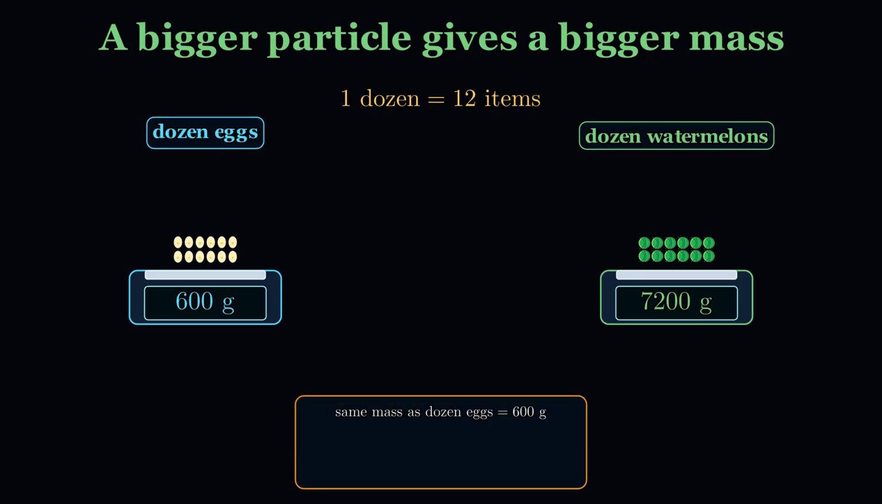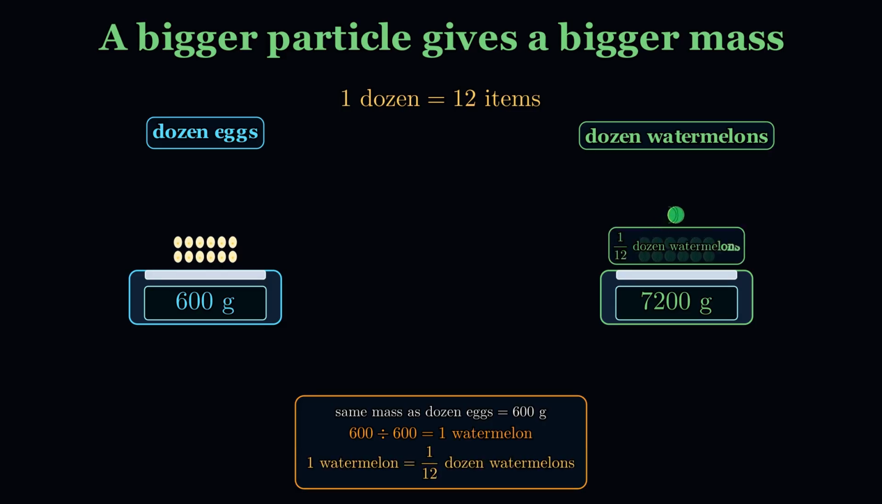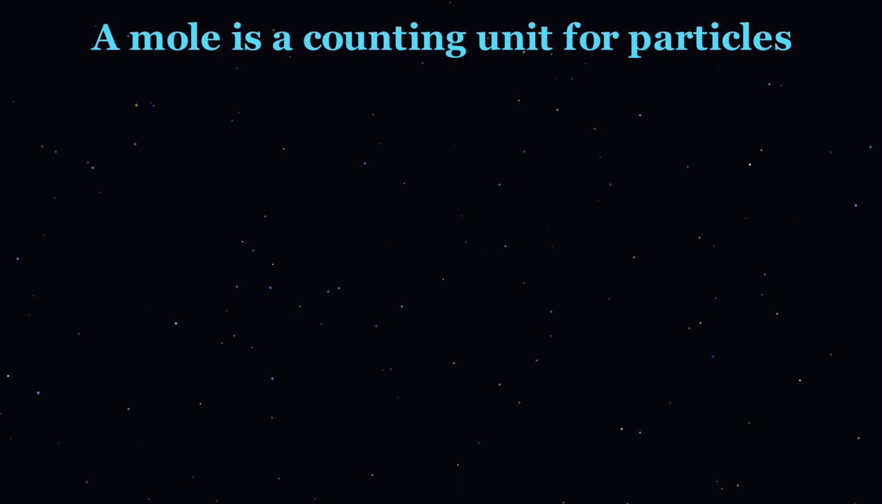A dozen eggs is 600 grams. 1 watermelon is already 600 grams. So we only need 1 watermelon. 1 watermelon is 1/12 of a dozen watermelons. The bigger each item is, the fewer of them we need for the same mass. That is exactly the idea we need.